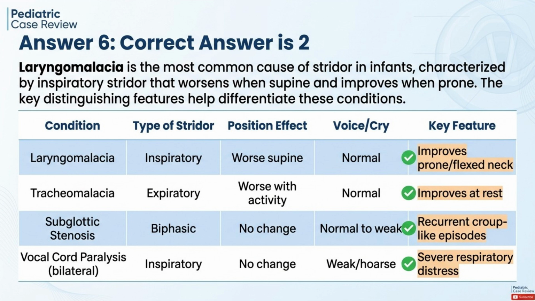This case highlights a critical differential diagnosis. The comparison table demonstrates that laryngomalacia presents with inspiratory stridor that is worse when supine. In contrast, tracheomalacia presents with expiratory stridor that worsens with activity and improves when the child is resting.